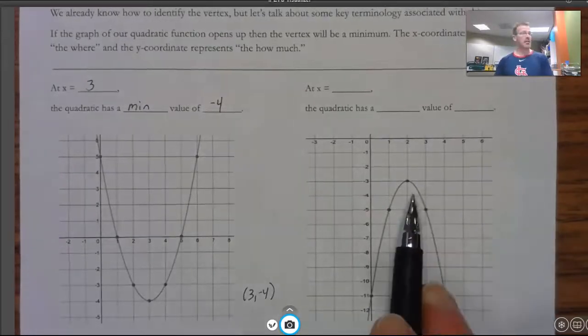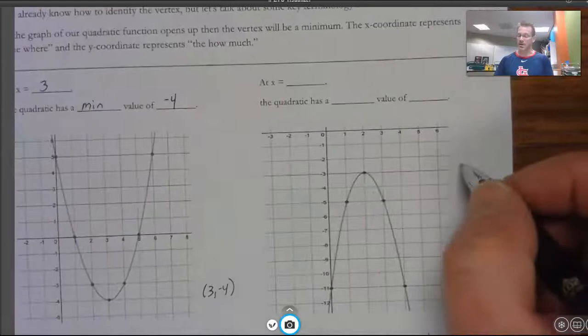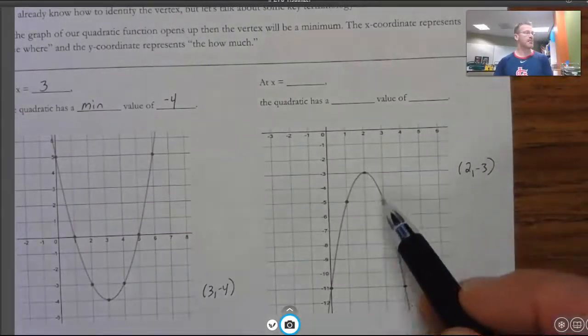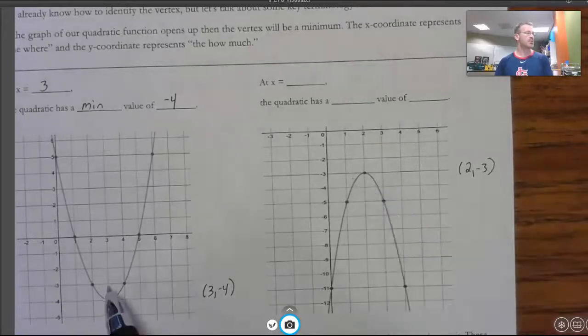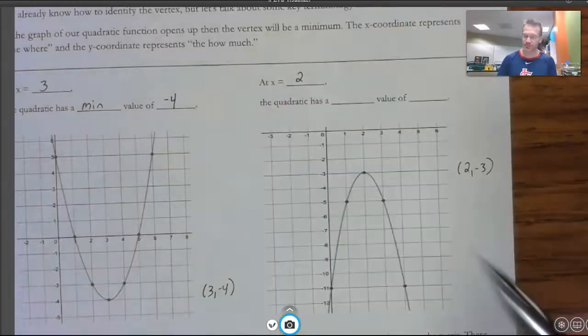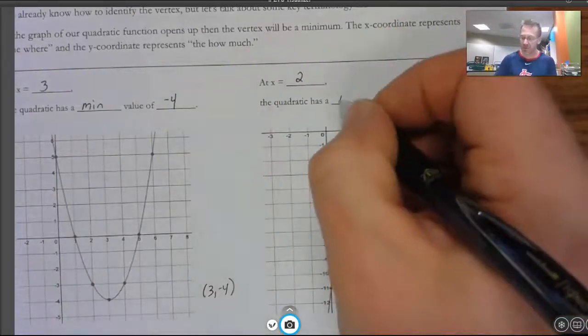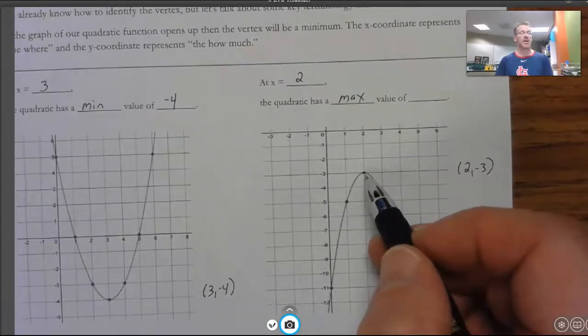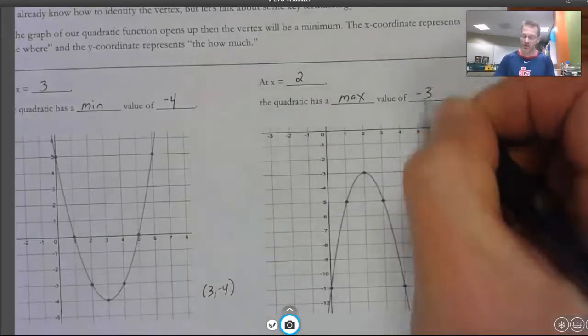All right, now looking at our second example here. Now we can see that the vertex is 2, -3. And this time we hit a maximum. It's like the top of the hill versus the bottom of the valley. So now I can say that at x equals 2, this quadratic has a maximum value of -3, the highest it ever gets.